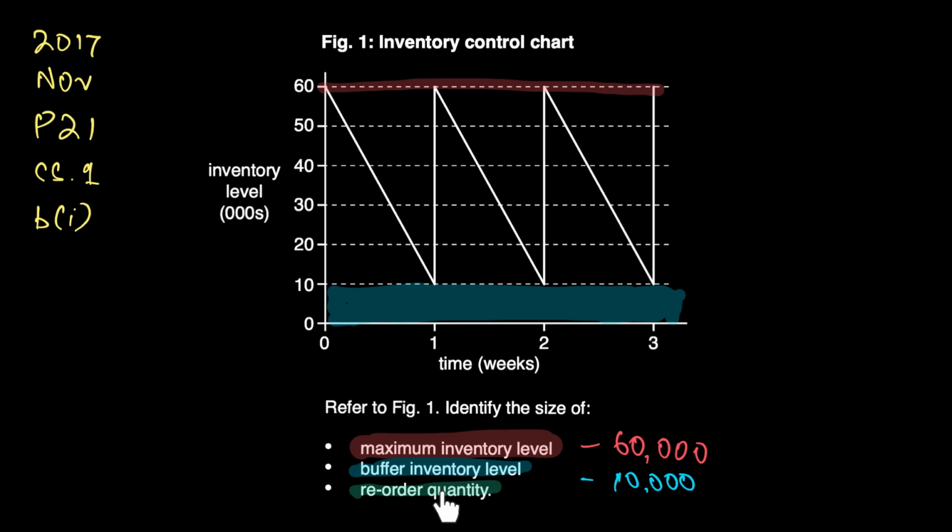Now finally, reorder quantity. This is the distance between maximum and minimum level. And the way to remember this is that whenever they ask you about quantity, it's always vertical. Whenever they ask you about levels, it's always horizontal. So you see vertically the distance between maximum and minimum. So when we reorder at 10, how much do we end up having? We end up having 60. So the distance or the amount that you're ordering is 50,000 units to go from 10 to 60,000.